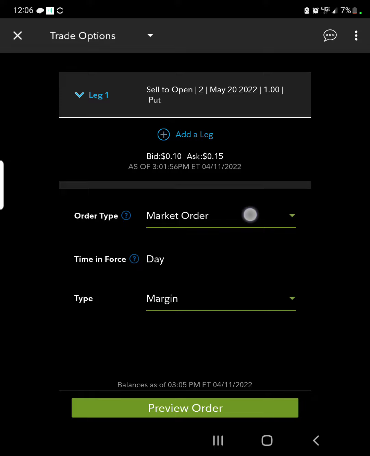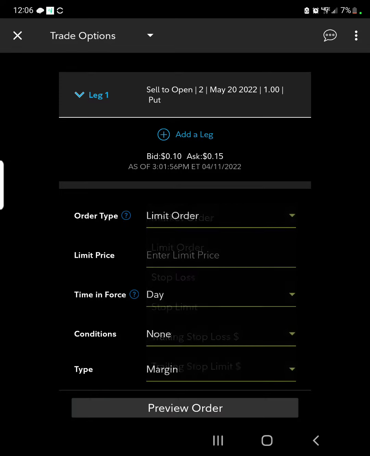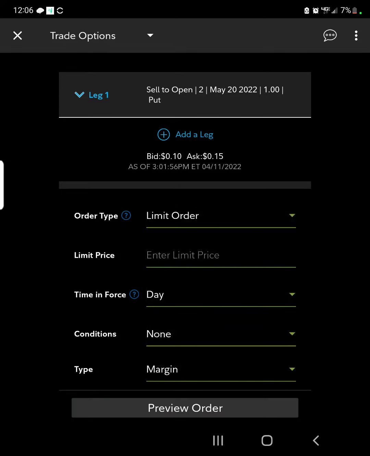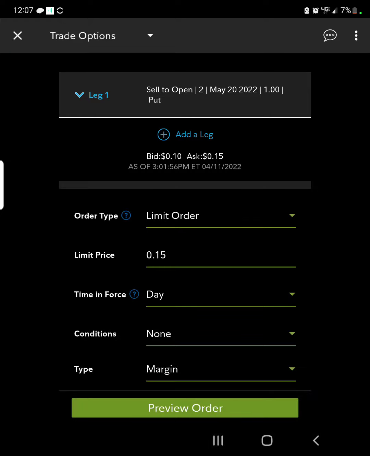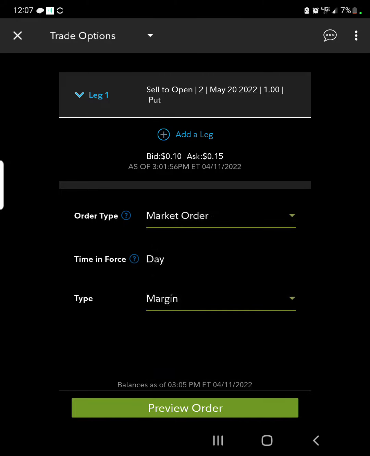So if I choose a limit order, it will then ask me for the price. And at that point I can do like 0.15. And now I'm putting it at the ask. But that's not what I'm going to do today. Just to speed stuff up, I'm going to put this as a market order, which means I'm going to get that per contract for it.